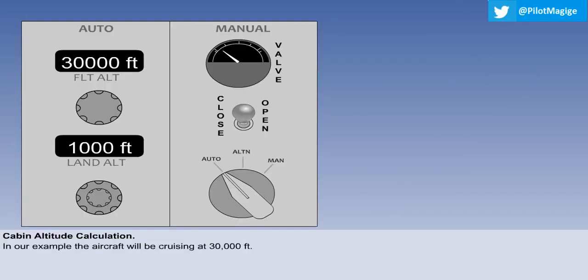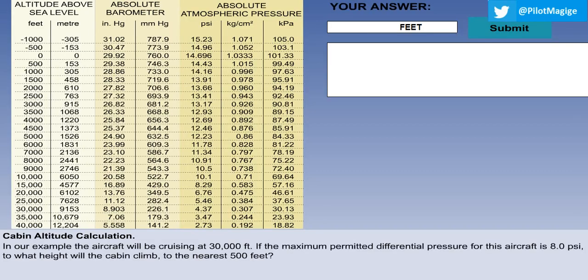We will now take a look at a typical flight to see how a typical pressurization system will operate in the auto mode. During his pre-flight preparation, the pilot will set the expected cruise altitude and the landing airfield elevation. In our example, the aircraft will be cruising at 30,000 feet, before landing at an airfield with a pressure altitude of 1,000 feet. The automatic controller will climb the cabin to the minimum altitude required to maintain the maximum permitted differential pressure at the cruising altitude.